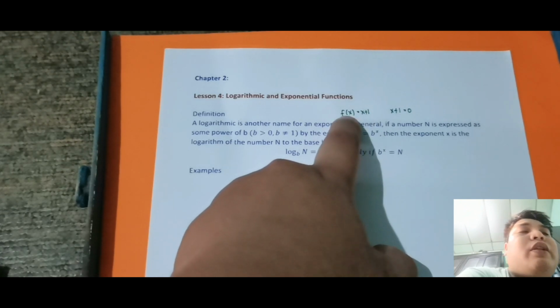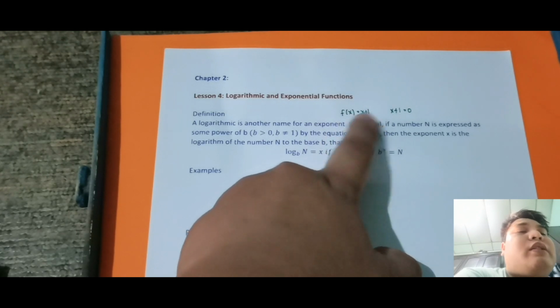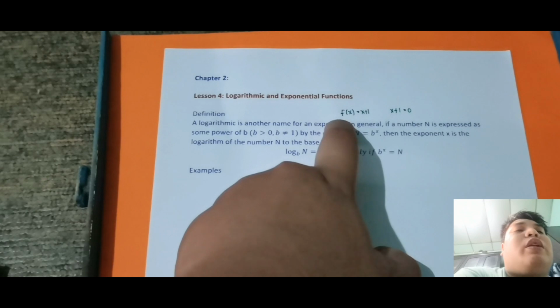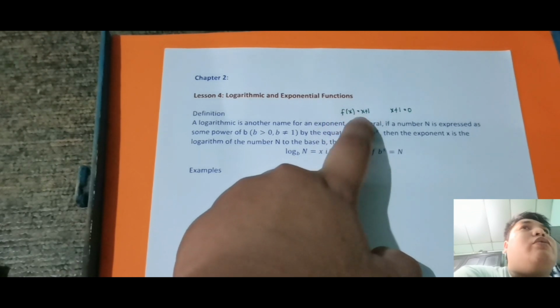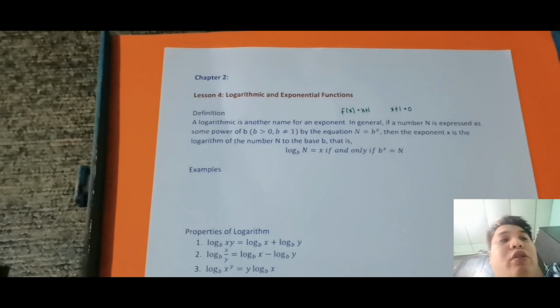For example, nagset ako ng value ng x na 1, 2, 3, 4. Kung 1 yan, magiging 1 plus 1, that is 2. Kung 2 yan, that is 2 plus 1. Kung 3 yan, that is 3 plus 1. Meaning may series of values na pinagkukuha, and that's what we call the domain. Yung lumalabas na result is what we call the range.